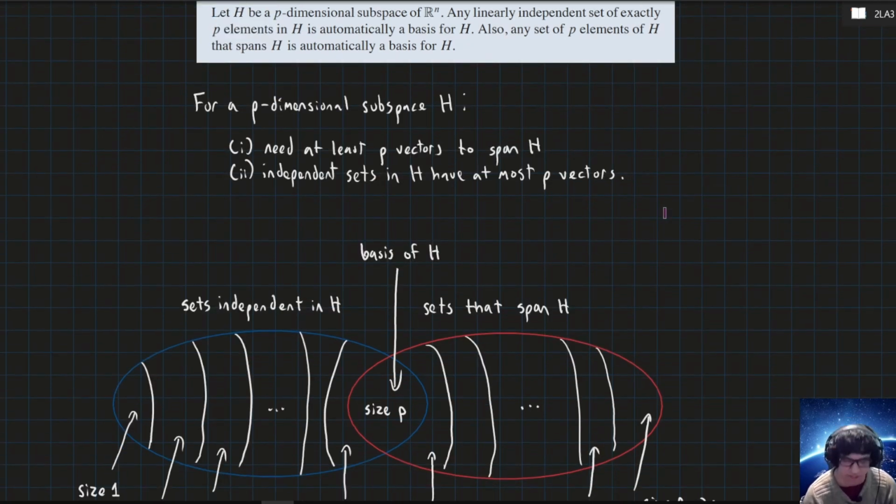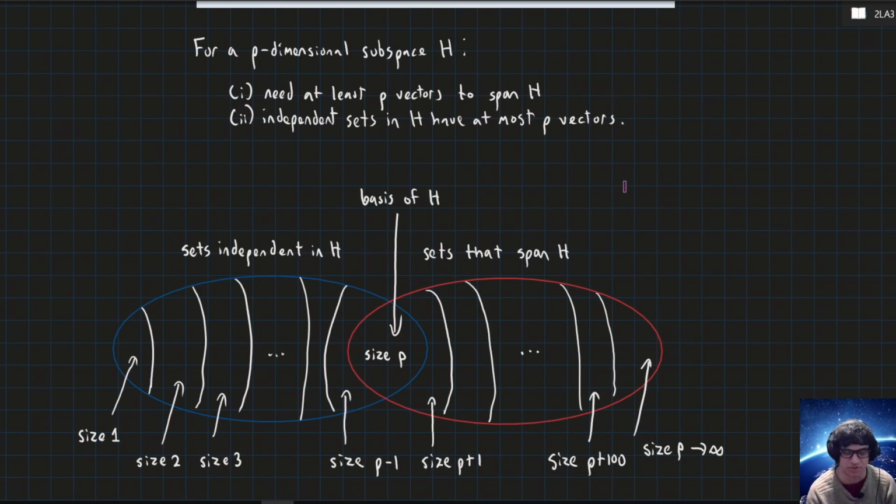So here's a way you can think about spanning sets and independent sets in H. Remember, for a p-dimensional subspace H, what do we want from our basis? We need at least p many vectors to span H. That makes sense: in order to span H, you're going to need at least p many vectors. We also need it to be independent, so independent sets in H have at most p many vectors. We demonstrated that before in Rn, where if we went above n many vectors, those were automatically dependent. It's the same for subspaces as well.